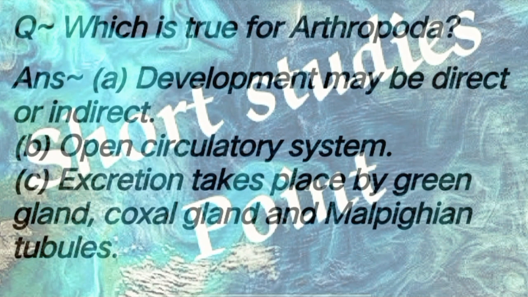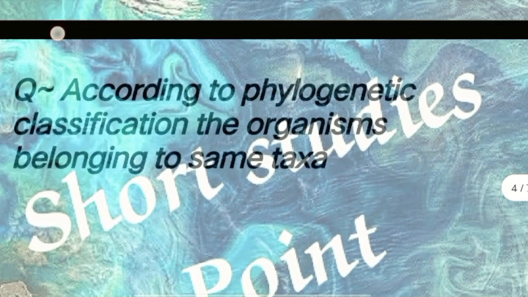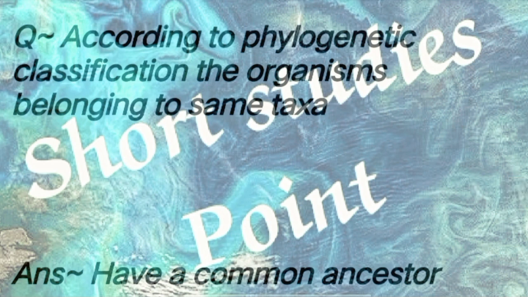Answer: A. Development may be direct or indirect. B. Open circulatory system. And C. Excretion takes place by green gland, coxal gland, and malpighian tubules. Next question: algin is obtained from red algae and carrageen from brown algae. Answer: false. Next question: according to phylogenetic classification, the organisms belonging to the same taxa.